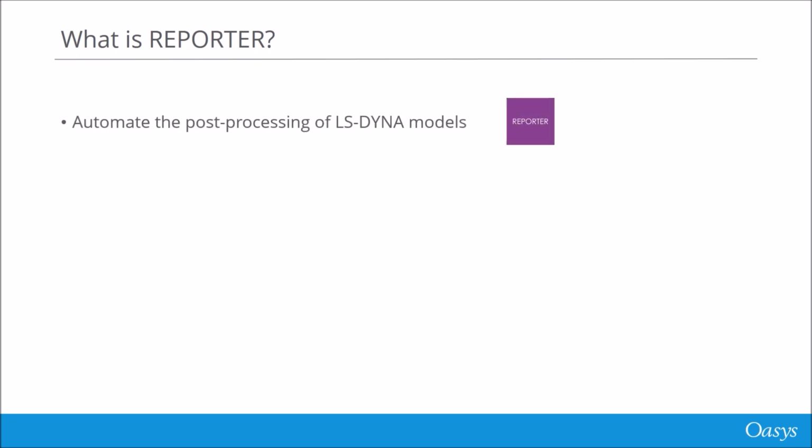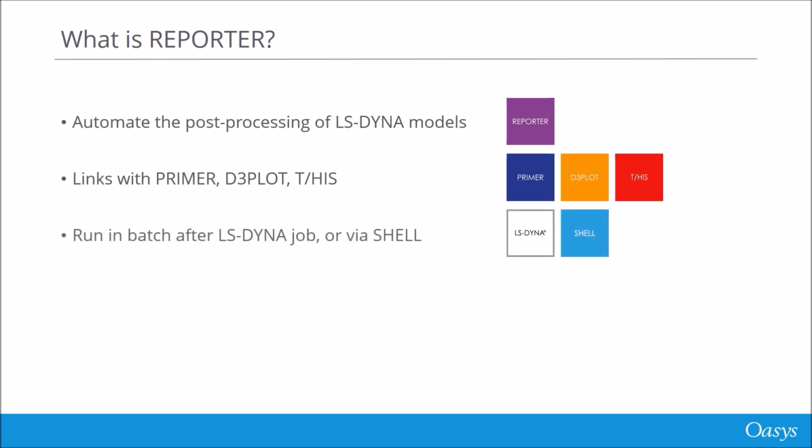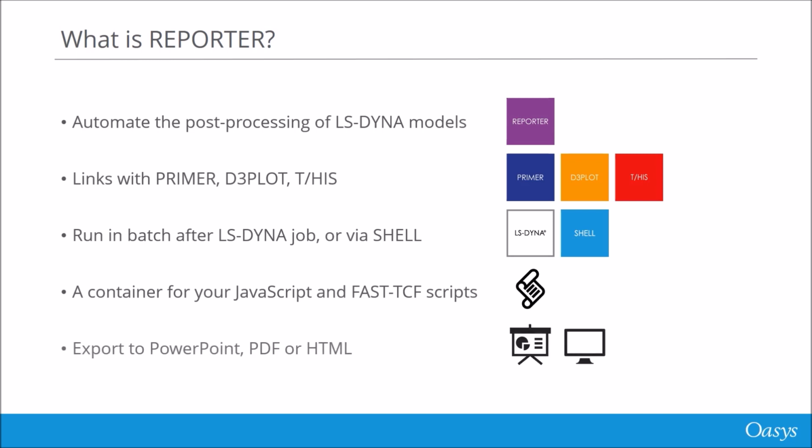Reporter is a powerful tool for automating the post-processing of your LS-DYNA models. It links with PRIMER, D3plot, and THIS to extract images, graphs, and other key results data. You can set up Reporter to run in batch from the command line after each of your LS-DYNA jobs, or you can configure it to run in batch from shell. You can use Reporter templates as a container for your JavaScript and FastTCF scripts to manage all of your automation tasks in one place. And the reports can be exported to PowerPoint, PDF, or HTML for sharing with your team.